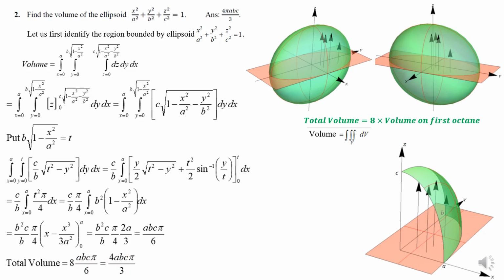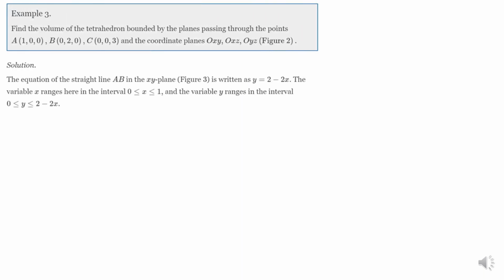So these are two problems which we covered from our tutorial sheet. Now let us have a look into one extra problem where I will just discuss the outline, and I want you to solve the problem. So here is another problem. Find the volume of a tetrahedron. You can pause the video and check what a tetrahedron is. Bounded by the plane passing through 3 points A, B, C and the coordinate planes.